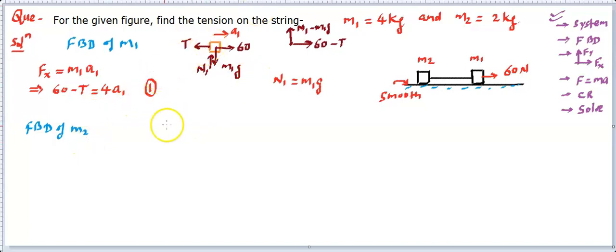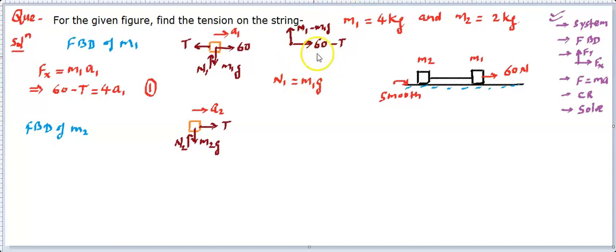So let's draw the free body diagram of M2 and draw all the forces that will be acting. You'll find it is subjected to M2G downward, a non-contact gravitational force, and there will be a normal reaction coming from the ground, which you can call N2. Then there will be a contact force, the tension. At this point the tension is going to pull it like this, and the tension will be the same because it is the same string, so whatever the T was for the first block, the second will also have the same T. Now this is going to move in the forward direction, let's say with acceleration A2.